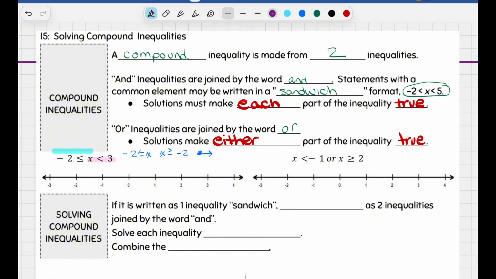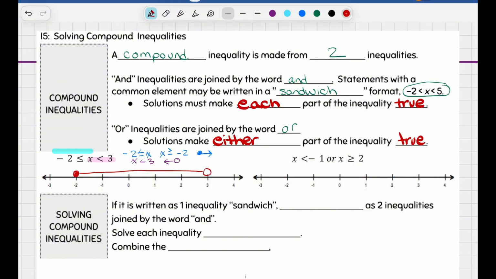Your second inequality is x is less than 3. That one's very straightforward. The variable's on your left. You're going to put an open circle going to the left. So in order to make both of these statements true, both of these conditions must be true. So I am going to go to -2 and put a filled-in dot. I'm going to go to +3 and an open dot, and I'm going to draw my line in between. These are the only values that make both statements true.